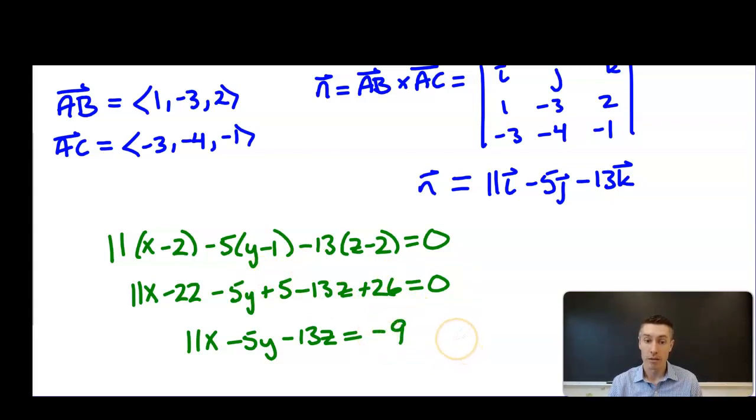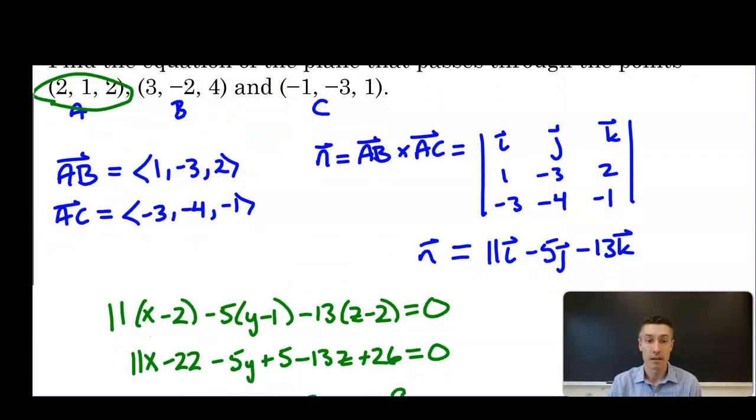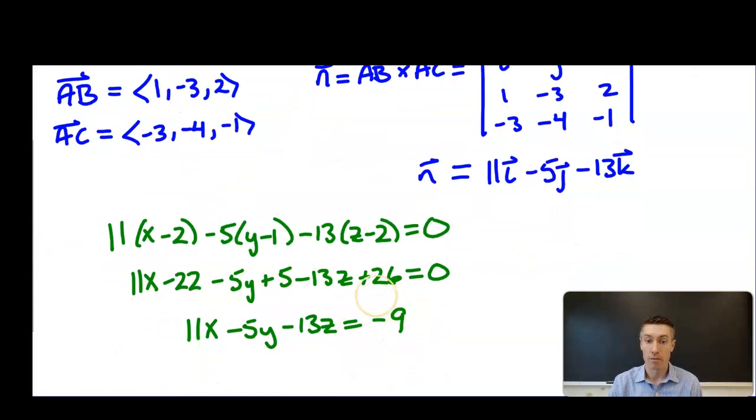Other option we have here is we can jump directly here, 11x minus 5y minus 13z, and the way to find the constant would be plugging in one of the 3 points. If we plugged in point A, point B, or point C, that's how we could figure out this constant here. Right? So we have a few different ways into the problem. Ultimately, we get the same answer, and that's what's most important.